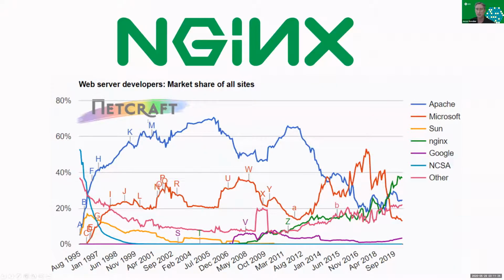So Netcraft does a scan of the internet to find what web servers are being used, and everything is growing. This is just a market share chart. NGINX took the lead about a year or two ago and hasn't stopped since. It's just a testament to how much trust there is for NGINX, the software, today.